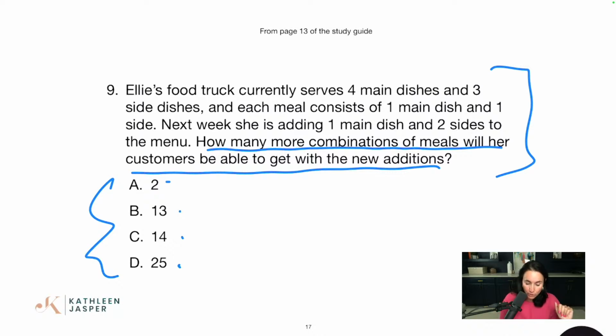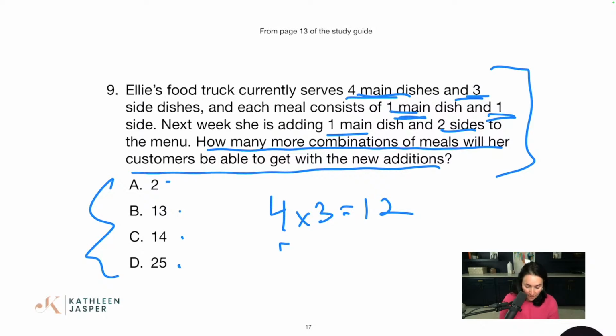So we've got Ellie's food truck currently serves 4 main dishes and 3 side dishes. And each meal you buy, you get 1 main and 1 side. Next week, she is adding 1 main dish to the list and 2 sides to the menu. How many more combinations of meals will her customers be able to get? All right, this is easy, guys. In order to find out how many combos they get now before she adds the stuff, all we do is 4 times 3 because they only get 1 main and 1 side. So 4 times 3, what does that equal? 12.